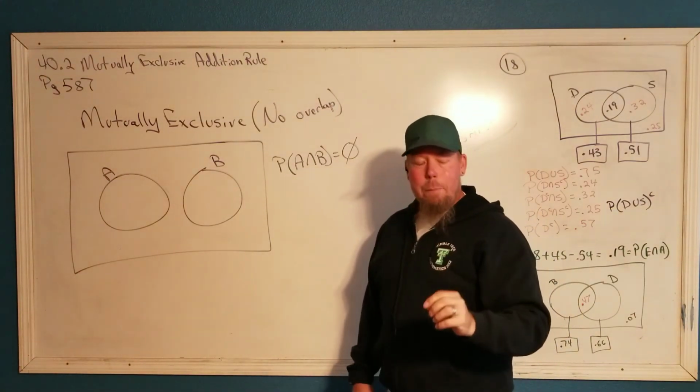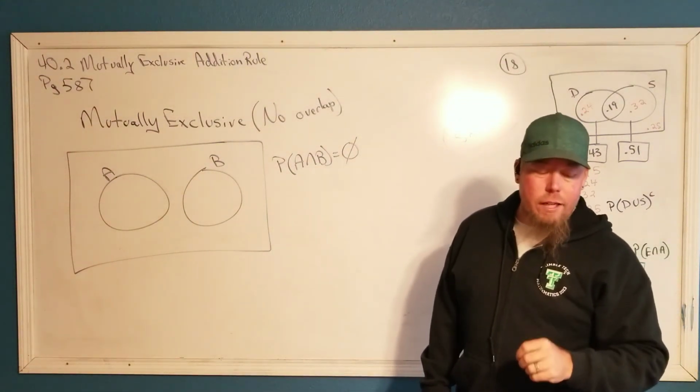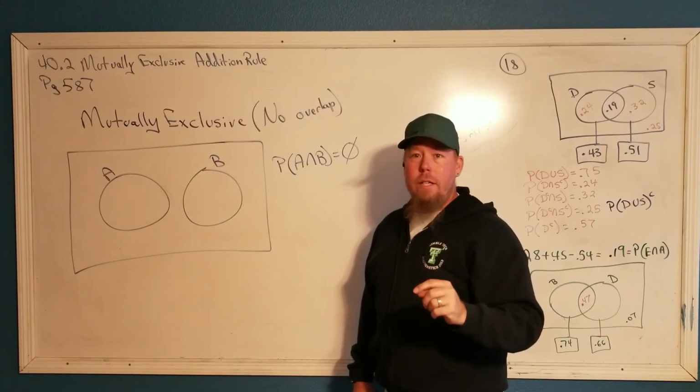So with that definition and that clear understanding, I want you to go to page 587 in your book, and I want you to work numbers 1 through 5. Page 587, 1 through 5.